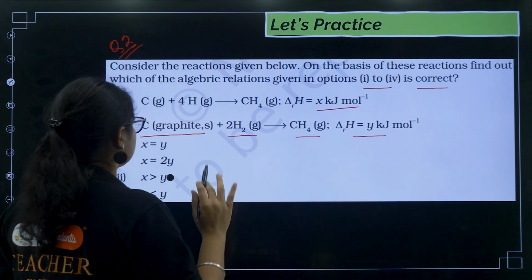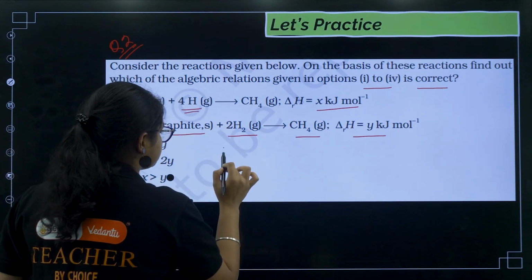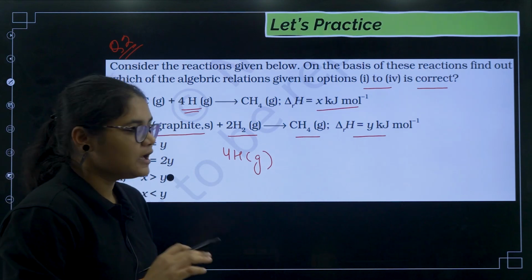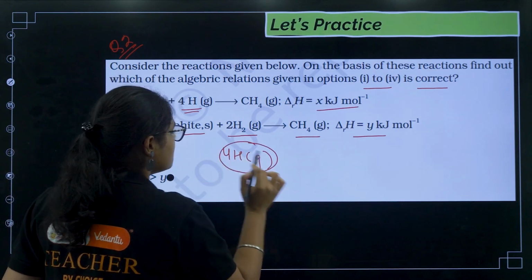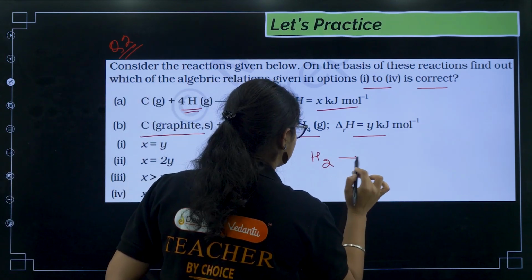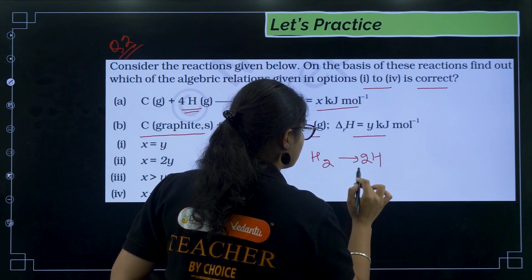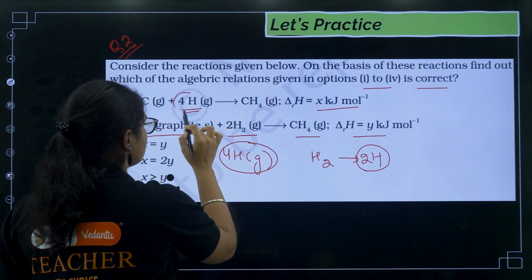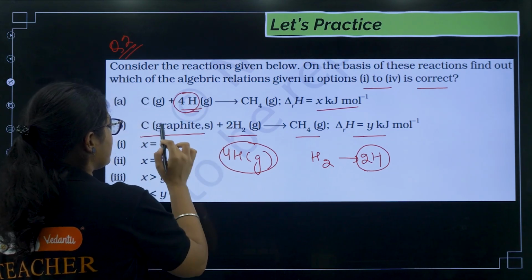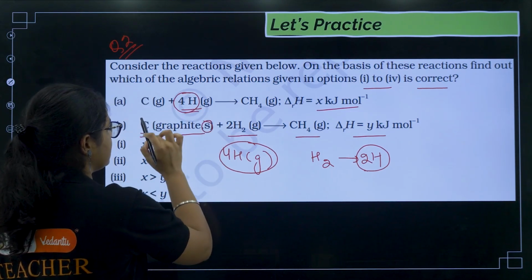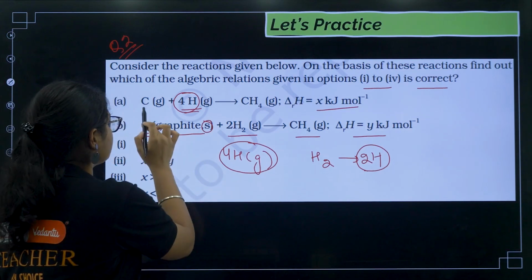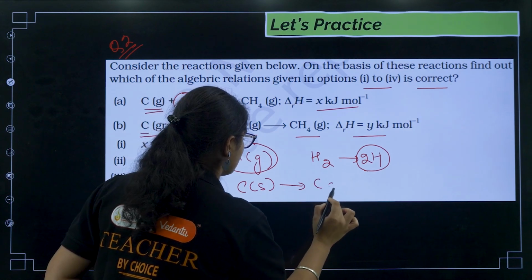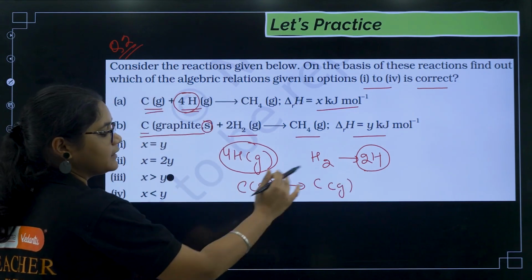Now see here, this 4H in the gaseous state would not have been produced directly, right? How would this be produced? First H2 will break to H, right? After this bond dissociation enthalpy has taken place, then only we would have got 4 hydrogen, right? And also carbon is in the solid state here, which is found naturally, but here carbon is found in the gaseous state. That means this also involves one step here, carbon graphite solid to carbon gas, right?